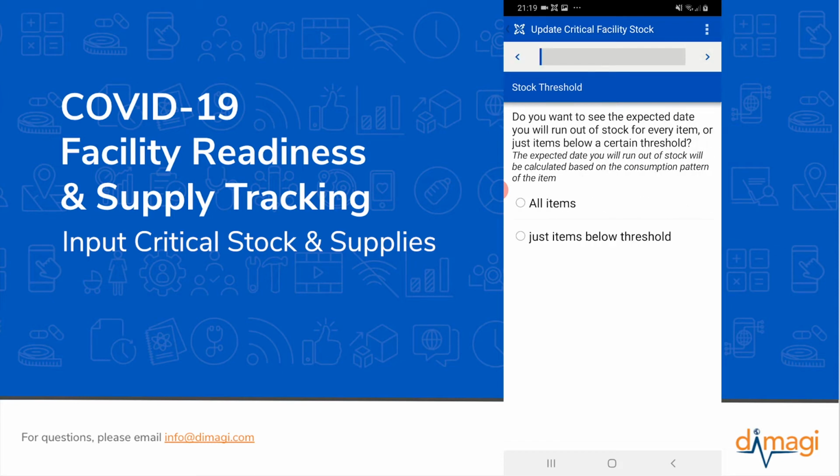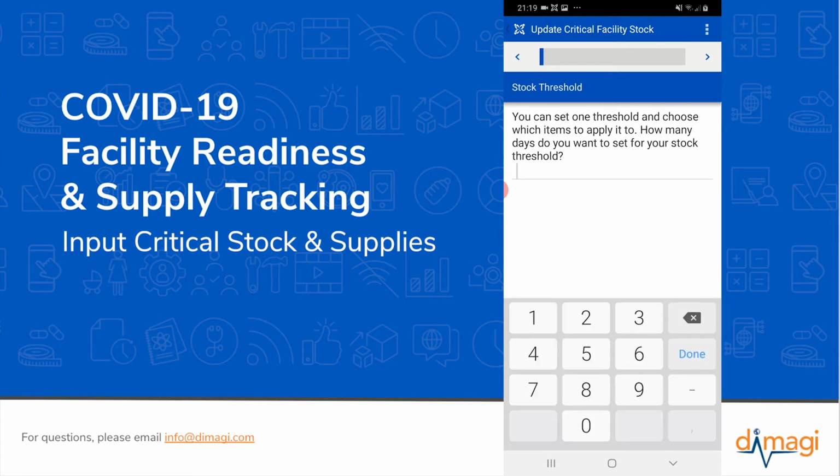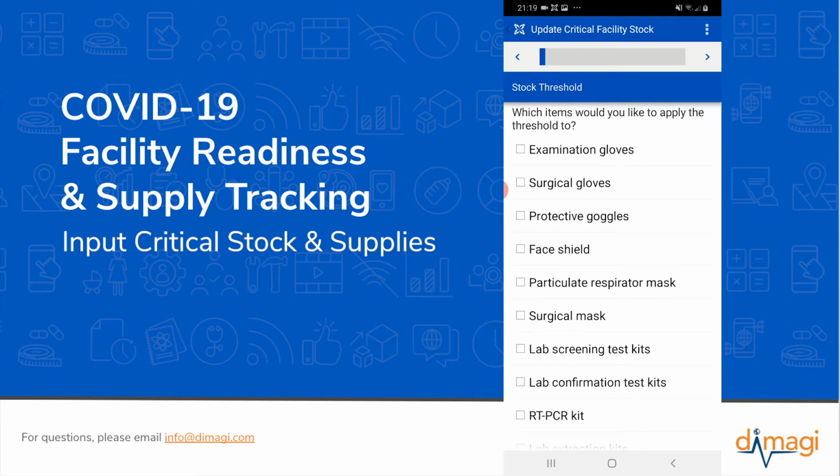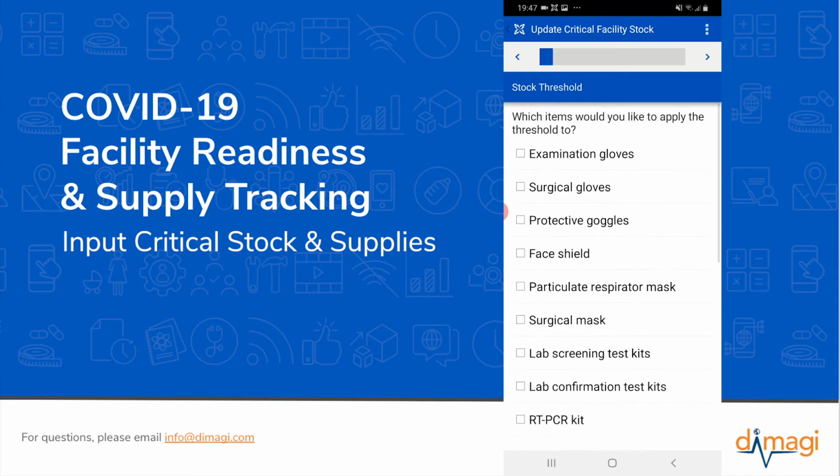It asks us if we want to see these alerts for all items or just items below a certain threshold. In this case, we're going to choose the threshold. Here we get to choose what threshold we want to set for these items, and we're going to say we want to be notified about items that will run out of stock in 5 days. We now select which items to apply this threshold to. We can now apply it to either all of the items or only select critical items. In this case, we're interested in surgical gloves, face shields, and surgical masks.